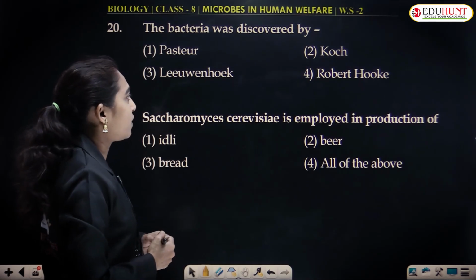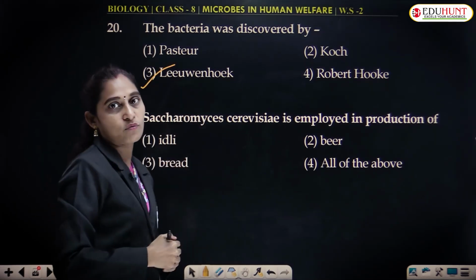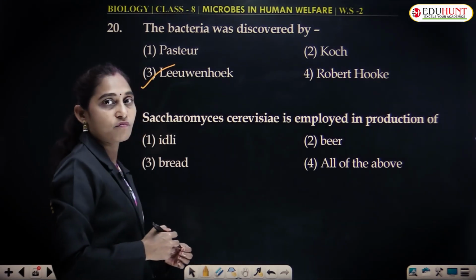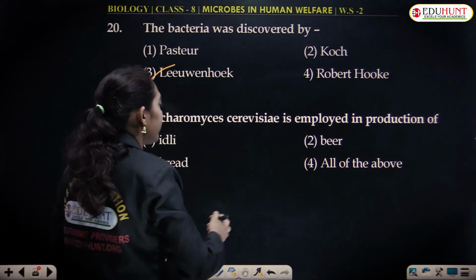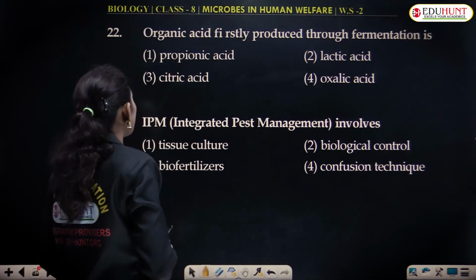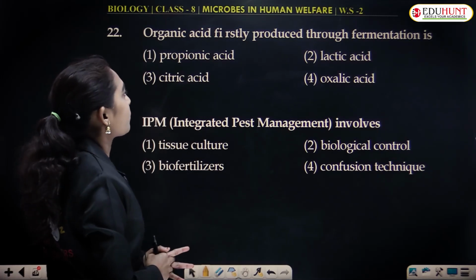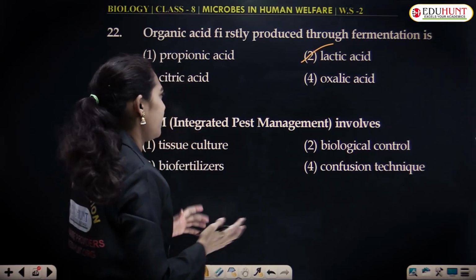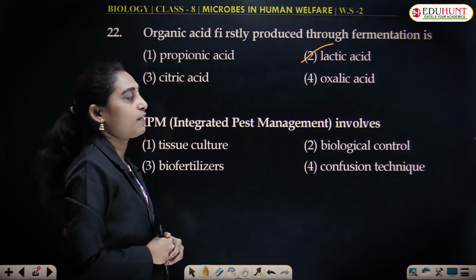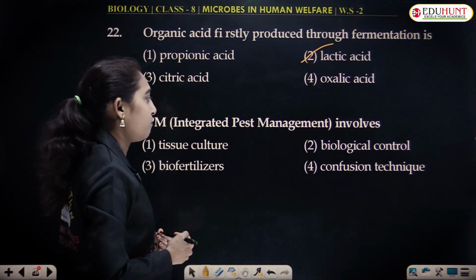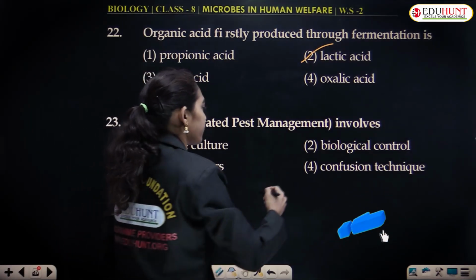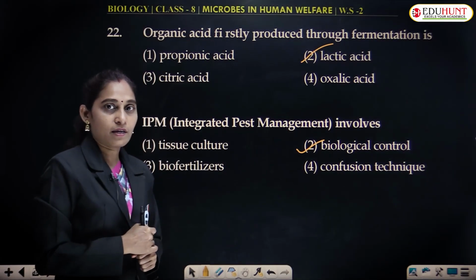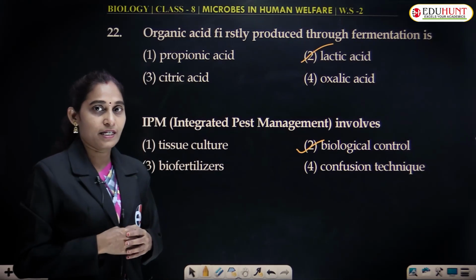The bacteria was discovered by Anton von Leeuwenhoek. Saccharomyces cerevisiae is employed in production of all of these. The organic acid firstly produced through fermentation was lactic acid. Yes, lactic acid. Then propionic acid. IPM, integrated pest management, involves biological control. Yes, biological control: control of pests and insects using other biological organisms like bacteria, fungi.